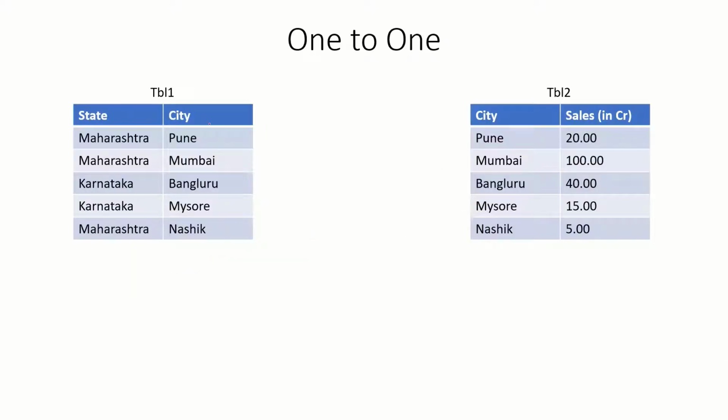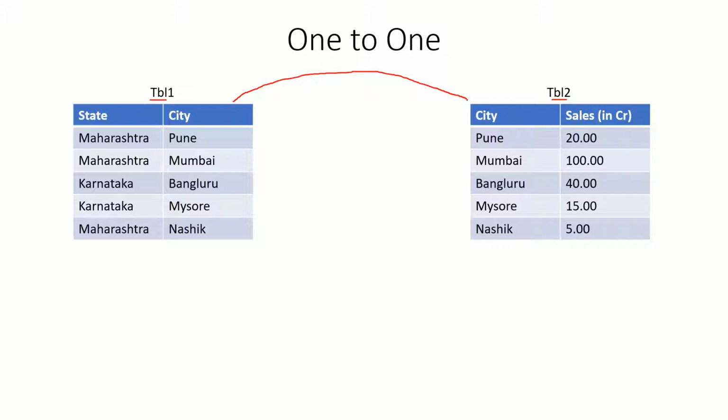First one is one to one. So here we have table 1 and table 2. Table 1 contains state and city. Table 2 contains city and sales. Now in order to get the sales data state wise, what I'll have to do is create a join.